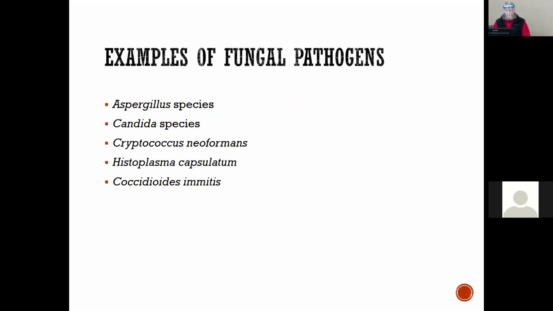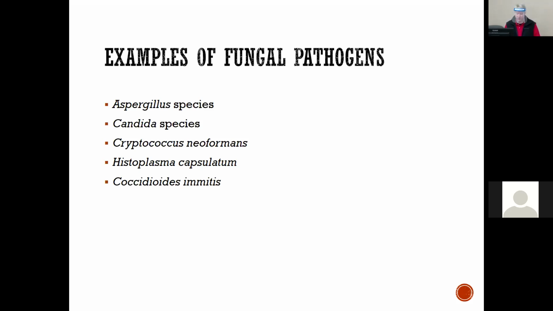Your book gives you an intro to fungal pathogens, which I thought was really nice. It gives you a group of 5 that we need to worry about. There's going to be more than 5 on your little slideshow test that we're going to do, but this is a good start. So we have Aspergillus, Candida, Cryptococcus, Histoplasma, and Coccidioides.